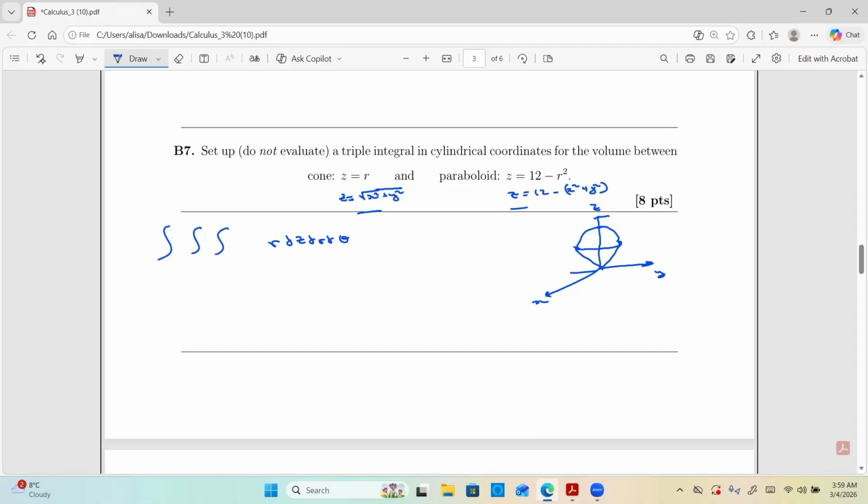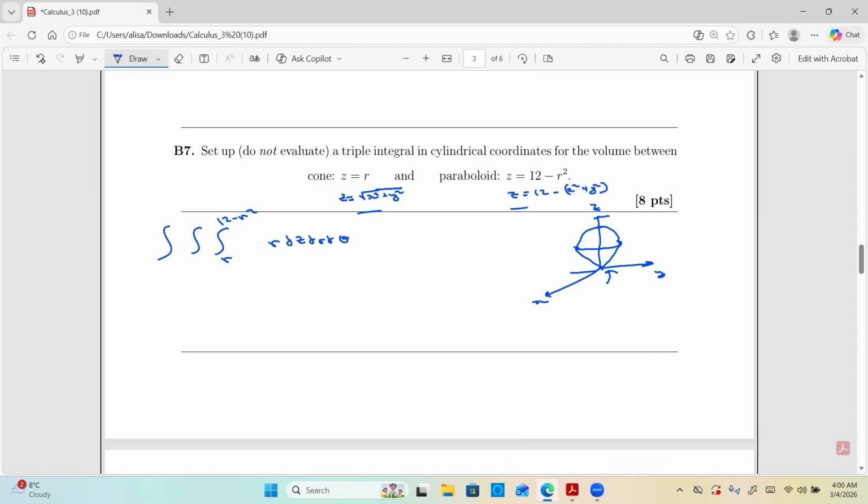We're already given the bounds for z, but again, you can see that a ray parallel to the z-axis enters at z equals r and exits at 12 minus r squared, which is the paraboloid. And then we need to see what happens to the other bounds. This is a little bit tricky, but it's very doable. So let's look at this.